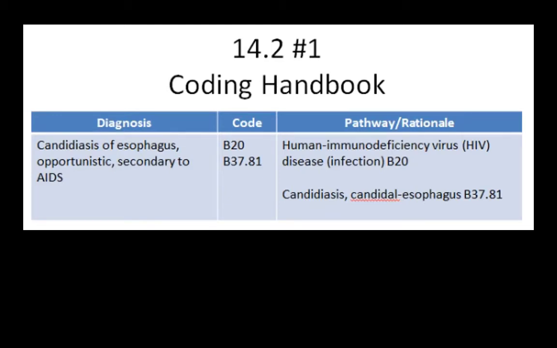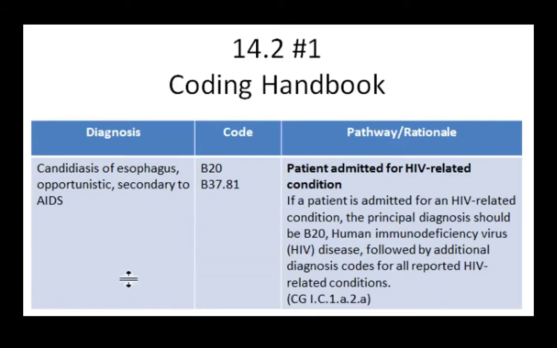So our path is to start with our main term, human immunodeficiency virus infection B20. I'm going to trust that you can find that on your own. And candidiasis or candidal esophagus B37.81. And the rationale for that is the patient admitted for an HIV-related condition. And here's where I've quoted that guideline.